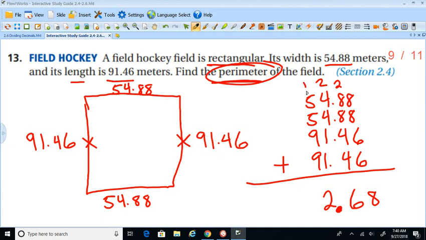So our final answer, the perimeter of this field is 292.68 meters.